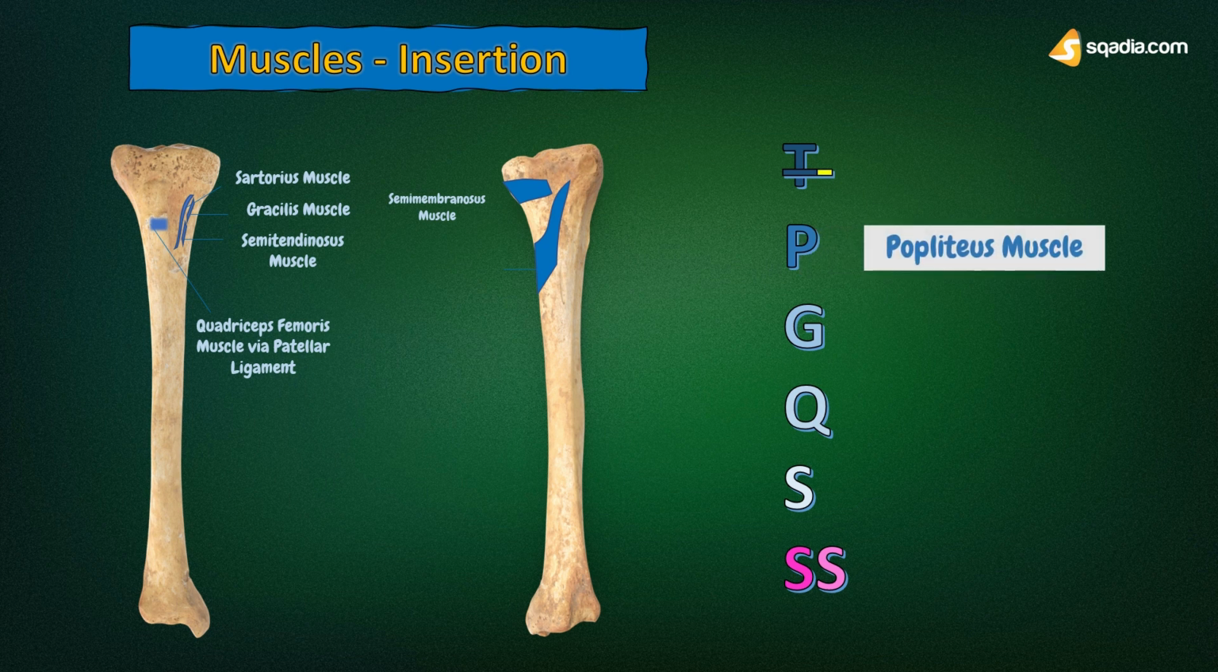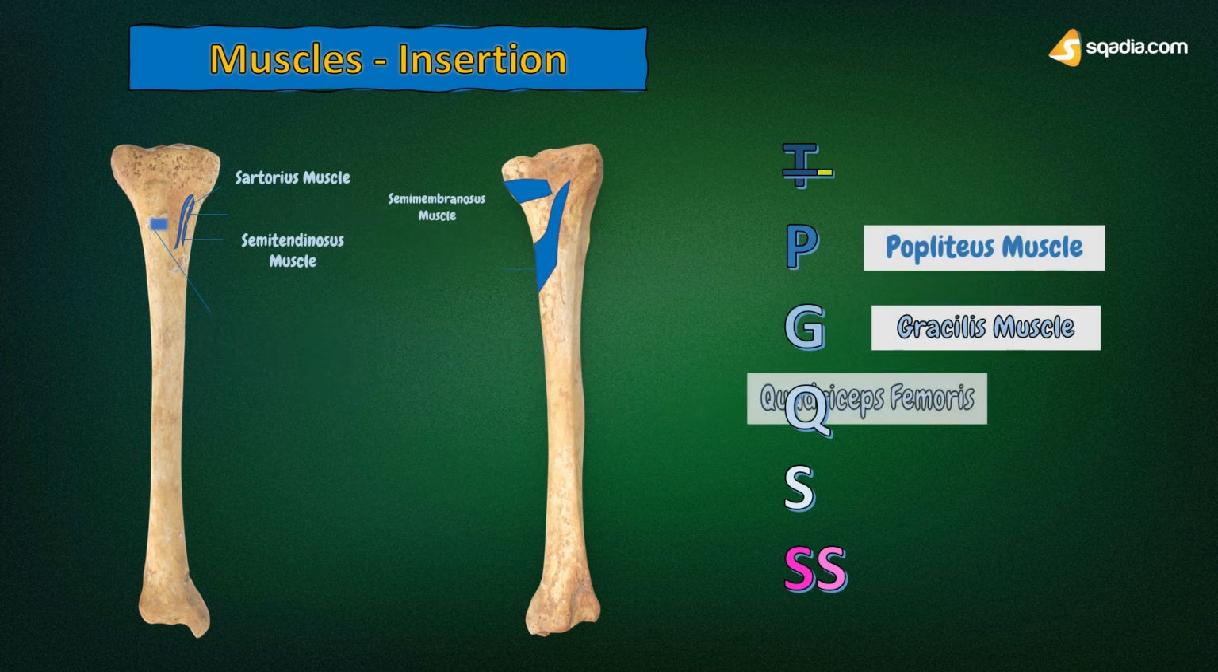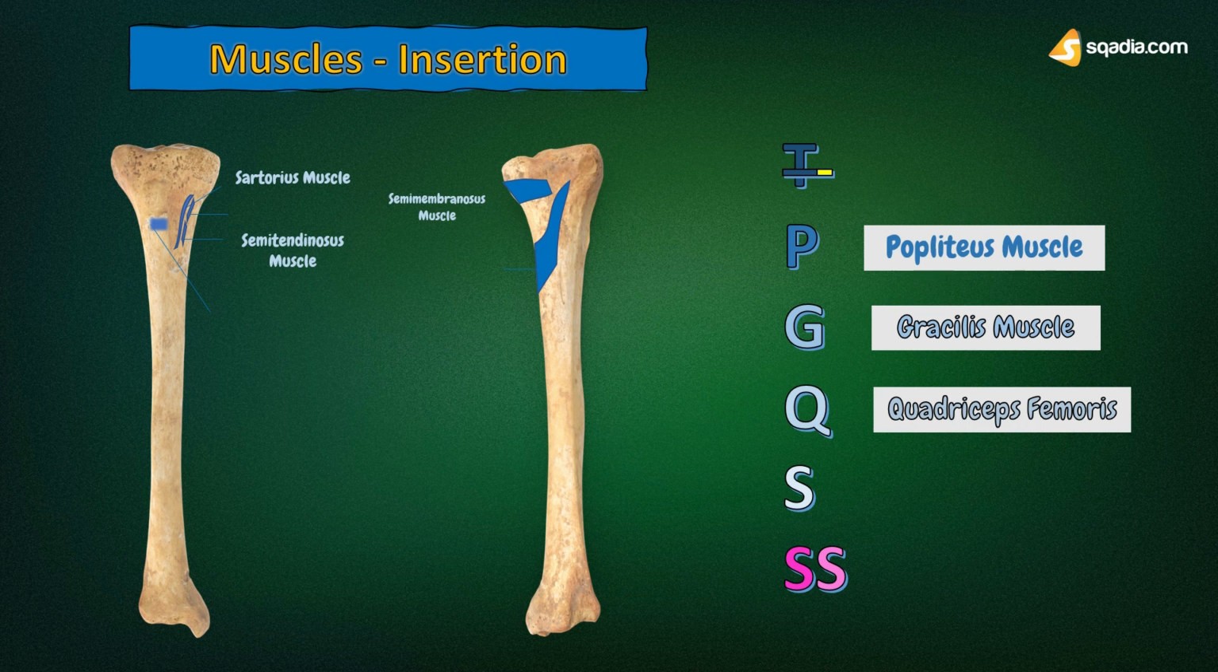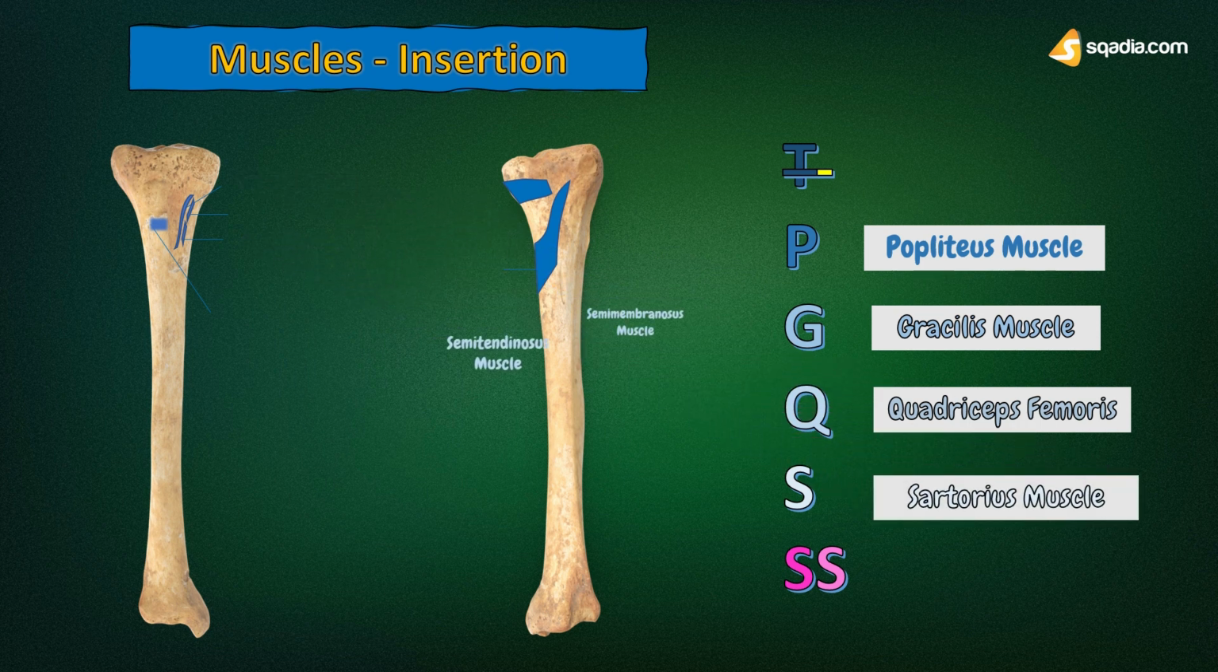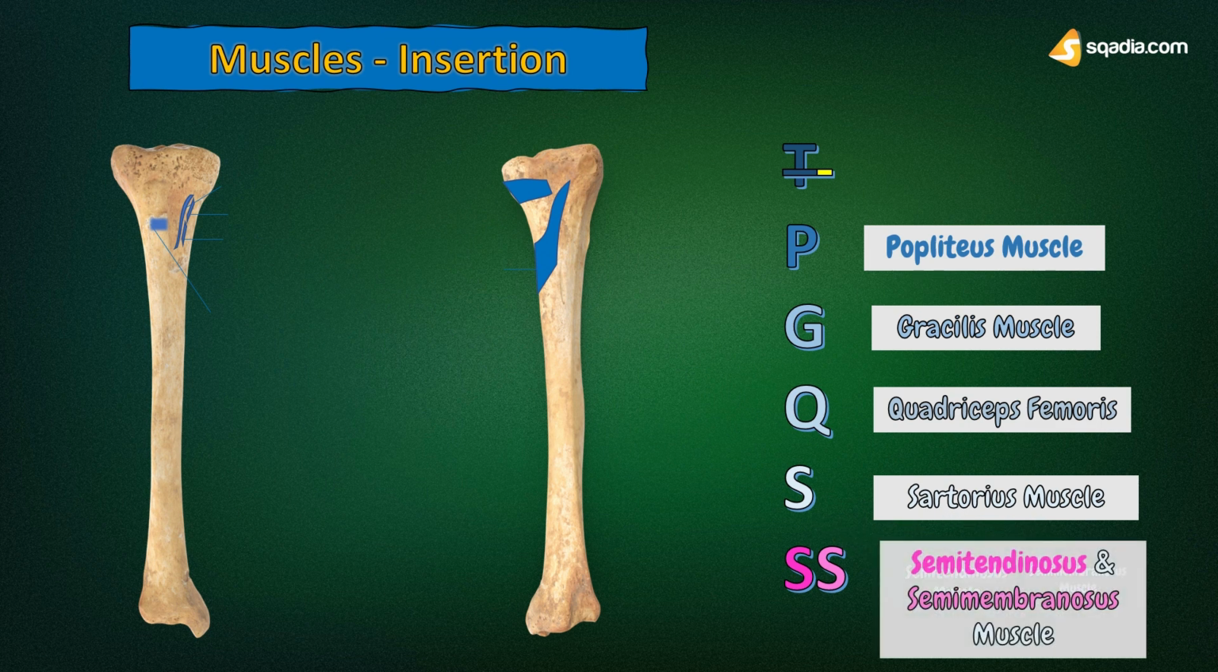P is for popliteus muscle. G is for gracilis muscle. Q is for quadriceps femoris. S is for sartorius muscle. And the double S here is for semimembranosus and semitendinosus.